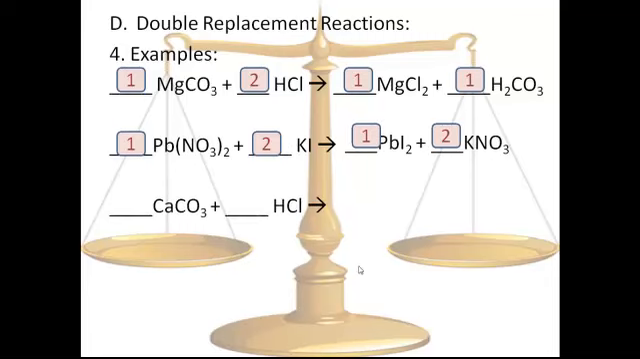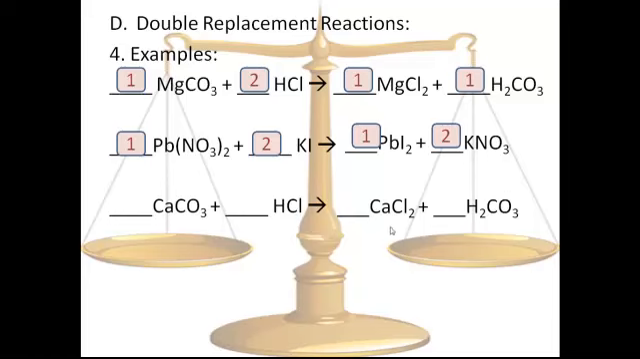Last one, let's see if we can predict the ending. Calcium carbonate with HCl. Calcium has a +2, carbonate -2. H has a +1, Cl -1. Let's trade partners so that it's still plus minus, plus minus. Calcium's now with chloride and hydrogen's now with carbonate.